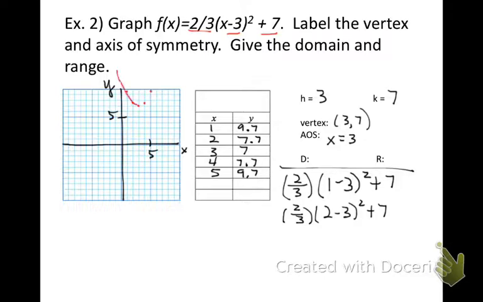Now, can you see how this graph is wider than our typical parent? It is also shifted quite a ways, and we anticipated that. So it shifted to the right 3 and up 7, and it is a vertical shrink. Now, remember the domain? Yep, all real numbers. And then our range is going to be, since it's opening up, greater than or equal to, and then look at the k value, so that'd be 7. You can also see where the graph starts right here, and then how it opens up. So all the y values that start at 7 and are greater are being used to create that graph.